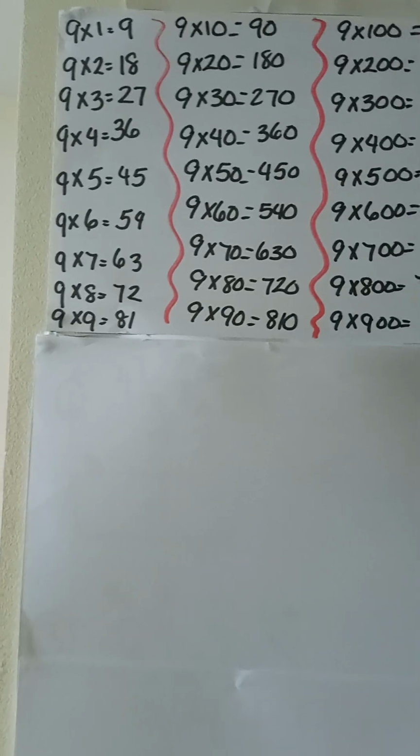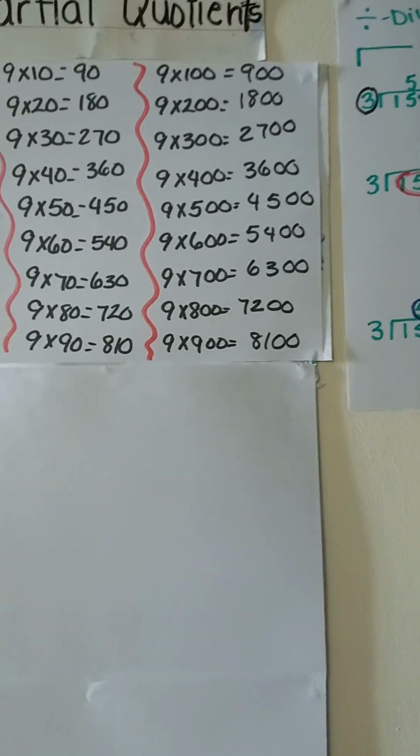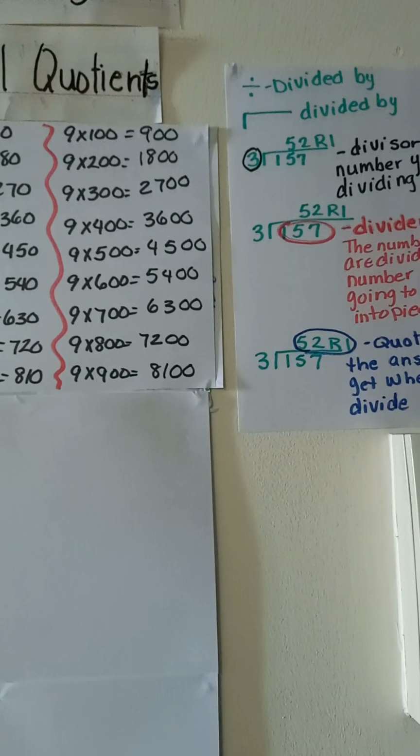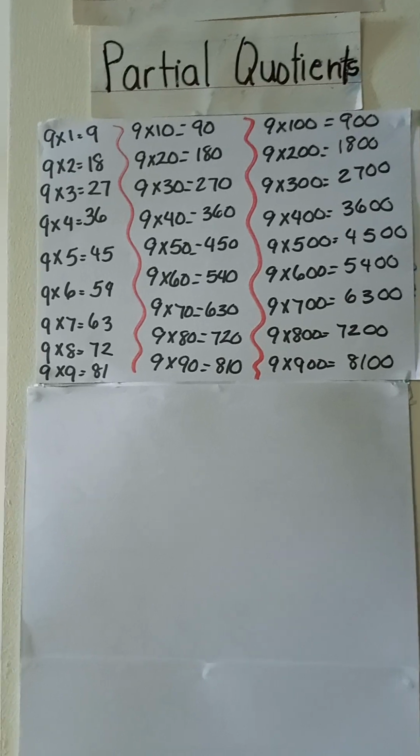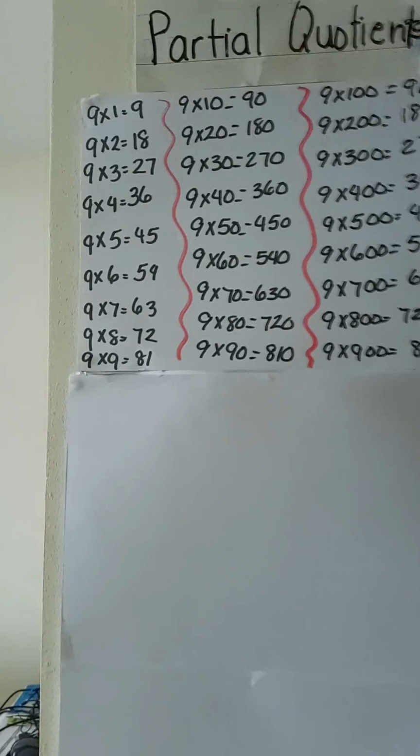I'm using multiplication by the 9s because my problem is asking me to divide by 9.